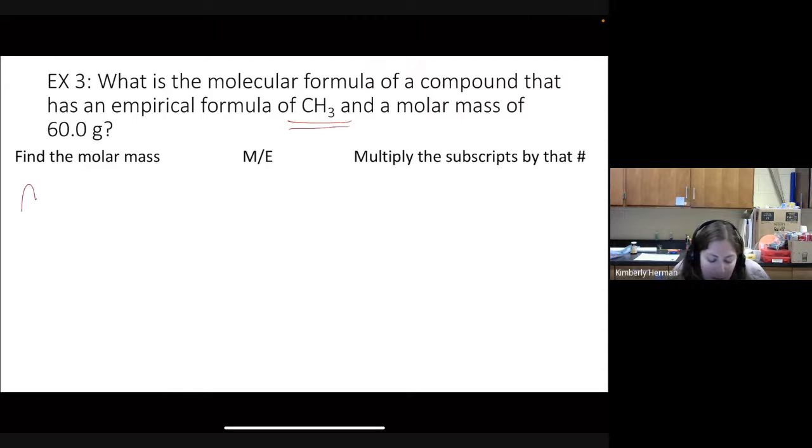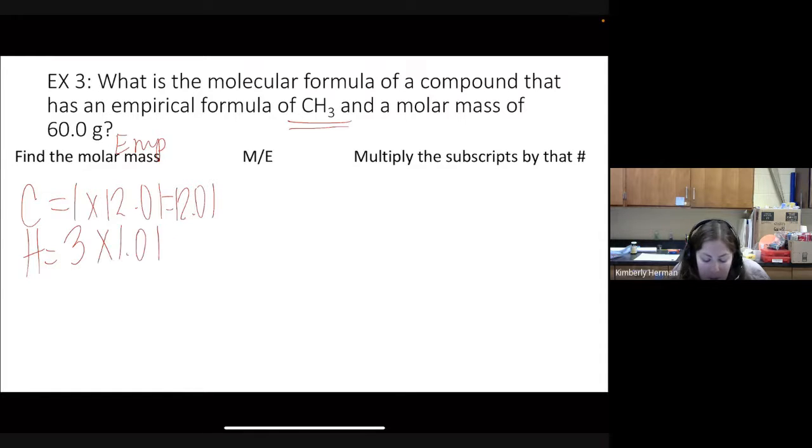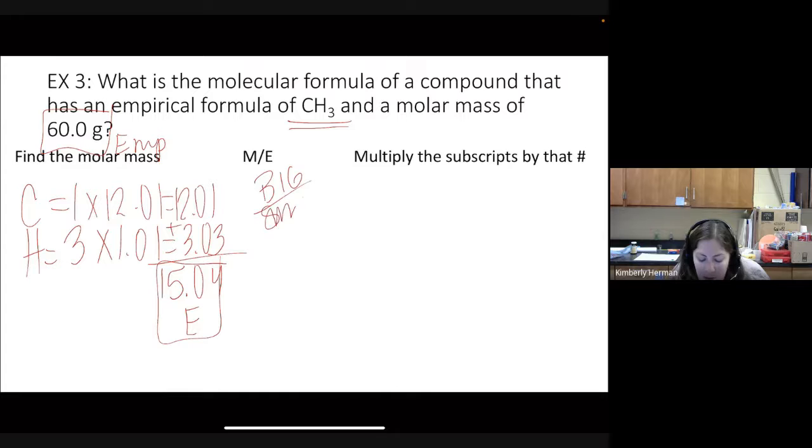So we're going to find the empirical molar mass first. So C equals 1 times 12.01. That's 12.01. Then H equals 3 times 1.01. That's 3.03. And we're going to add it up and we get 15.04. So that's my empirical. So now we need to take our molecular mass. It's all about me, not Mrs. Herman, but molecular divided by empirical, or our big divided by our small.